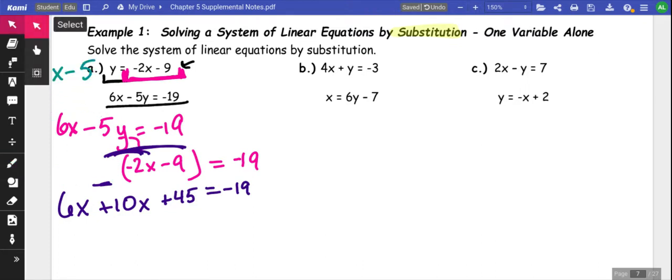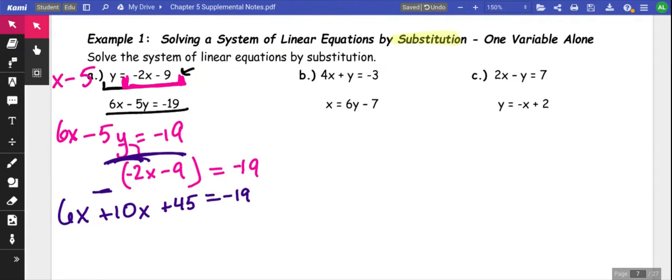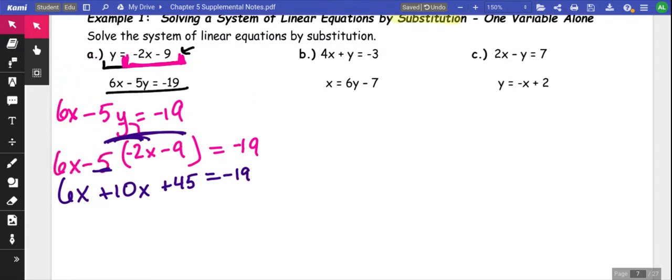And then it's still equal to negative 19. Oh, I didn't mean to move that. Oh no, can I move it back? Here we go. Anyways, didn't mean to do that.